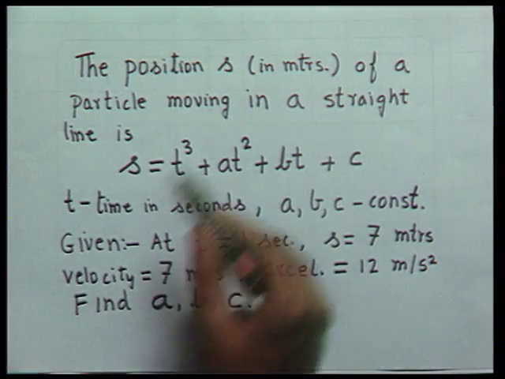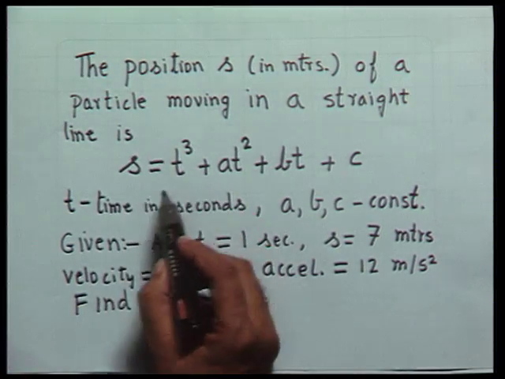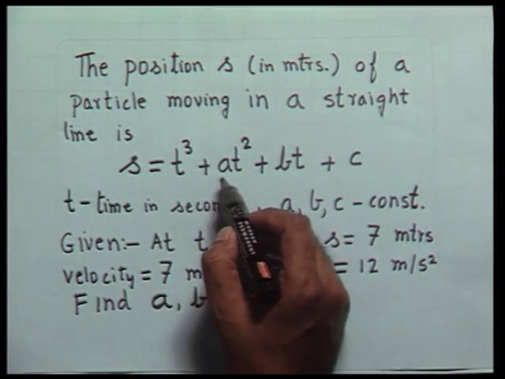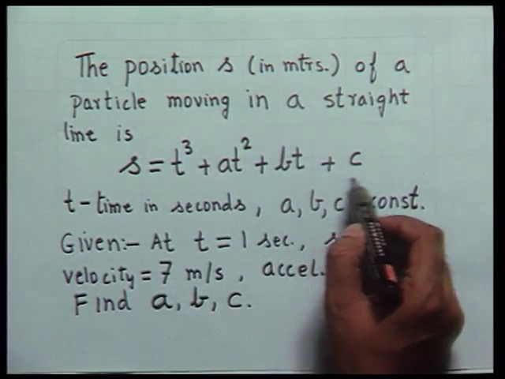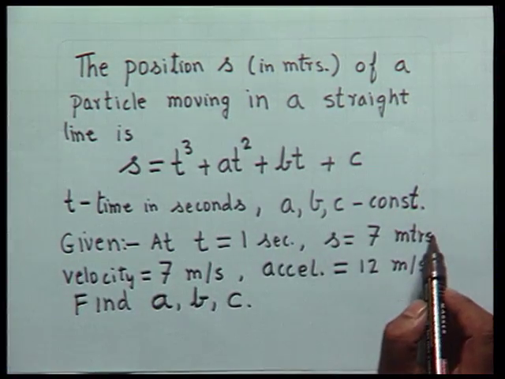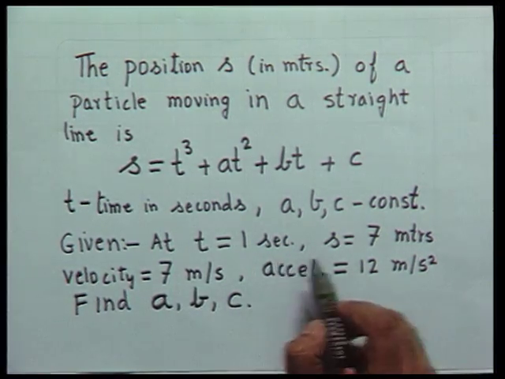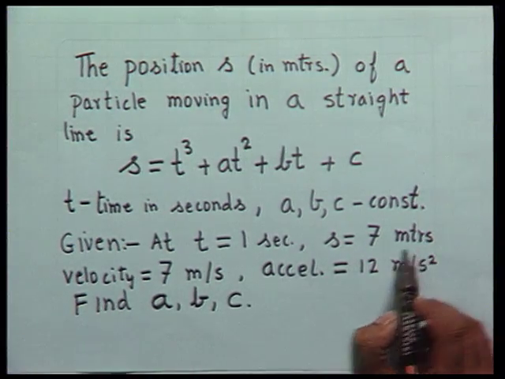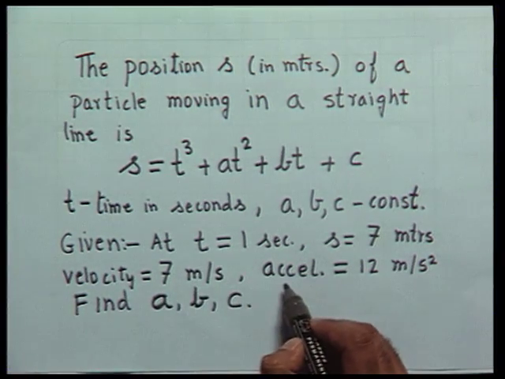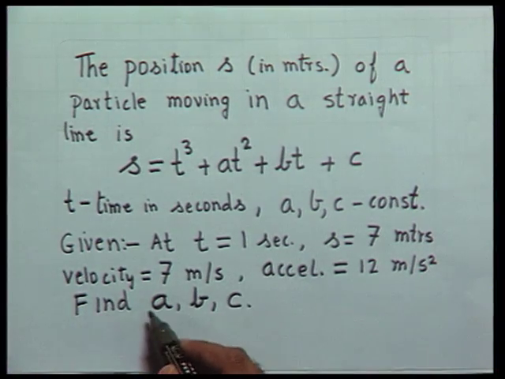The position s in meters of a particle moving in a straight line is given by this equation: s at any instant of time t is t cubed plus a t squared plus b t plus c, where t is the time in seconds, and a, b, c are constants. If you are given that at time t equal to 1 second, the distance travelled is 7 meters, the velocity at that instant of time is 7 meters per second, and the acceleration at that instant of time is 12 meters per second squared, find the constants a, b, c.